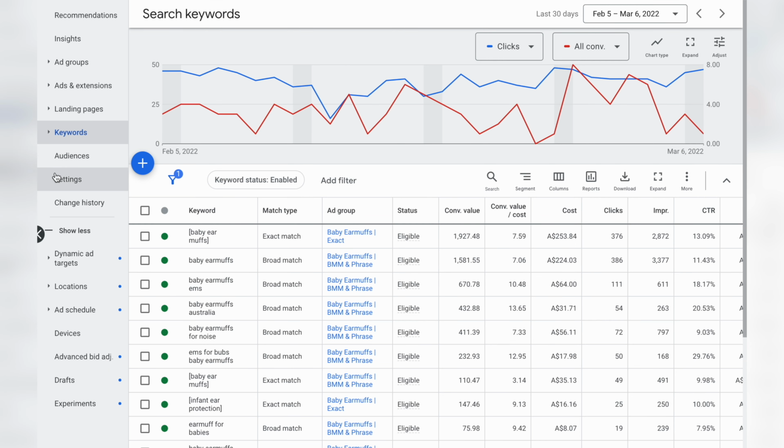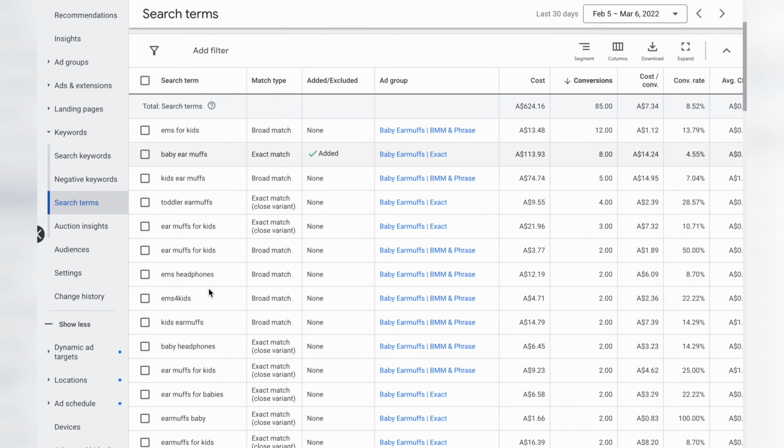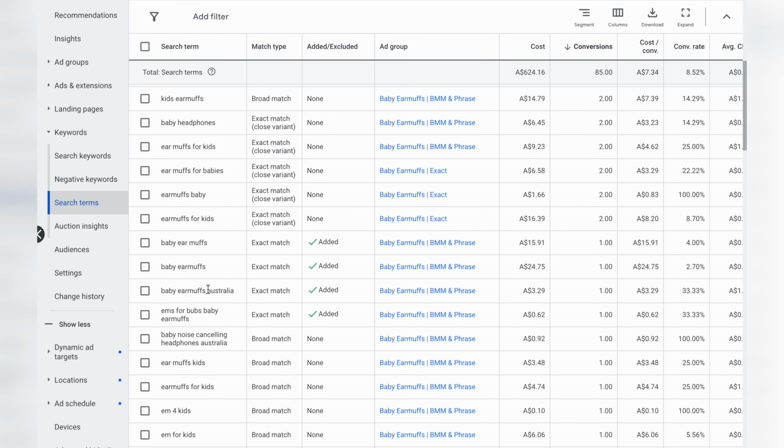A clear example of this is adding in extra negative keywords. In your search term audit, if you see that Google is triggering your ads for search terms that you know are not related to your product and you know will not convert and lead to new business, the best action you can take is to add in some extra negative keywords.